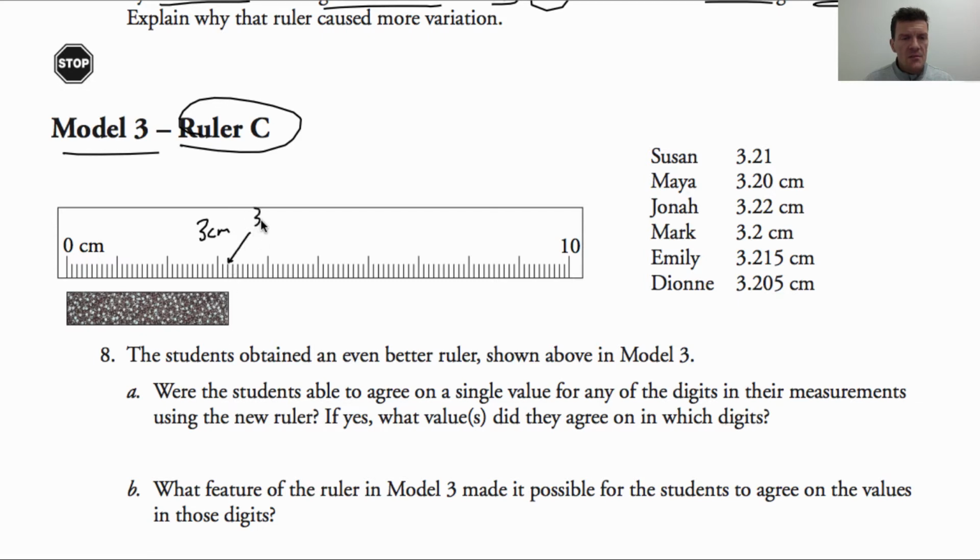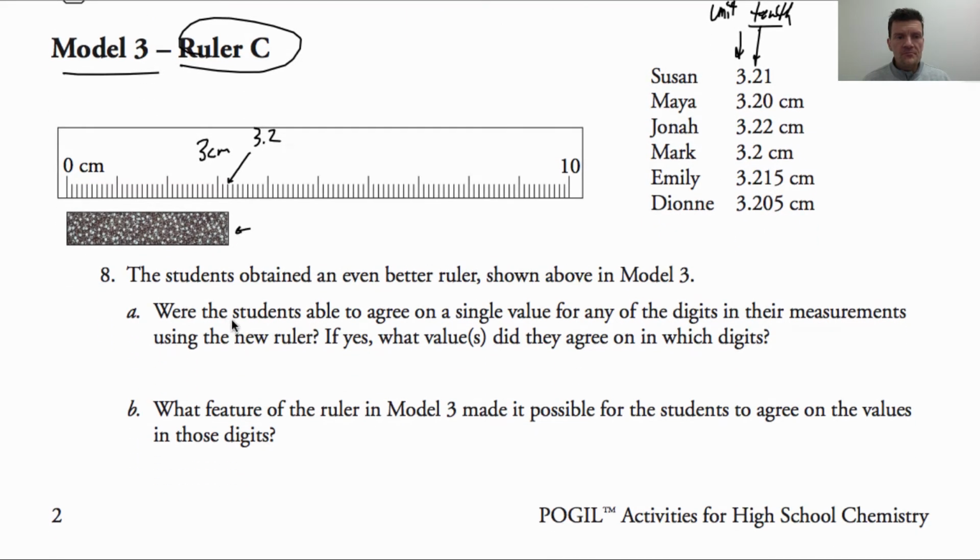Now we are measuring here, and here's 3 centimeters, and then you've got 1, 2, so this mark right there would be 3.2. Everybody now is agreeing not just on the 3, but also the 2, because we can see a little bit more clearly that this metal strip is at least 3.2, and maybe a little bit longer. So everybody's agreeing now to the nearest, not just unit, but to the nearest tenth. Able to agree? Yes, they were able to agree to the nearest tenth value.